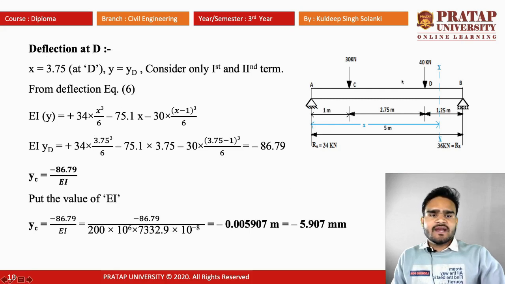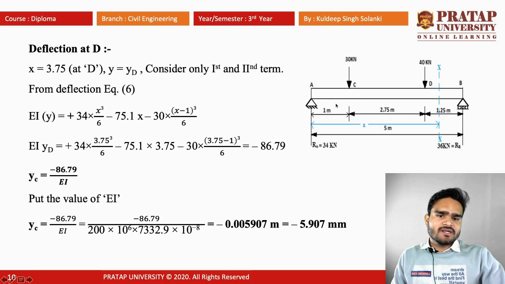Second is the deflection at D. In this case, the value of x is 3.75. At D, we know that A to C is 1 meter and C to D is 2.75 meter, so the distance A to D is 3.75 meter. Now put x equal to 3.75 meter. It means at D, and the deflection is YD, the deflection at D.